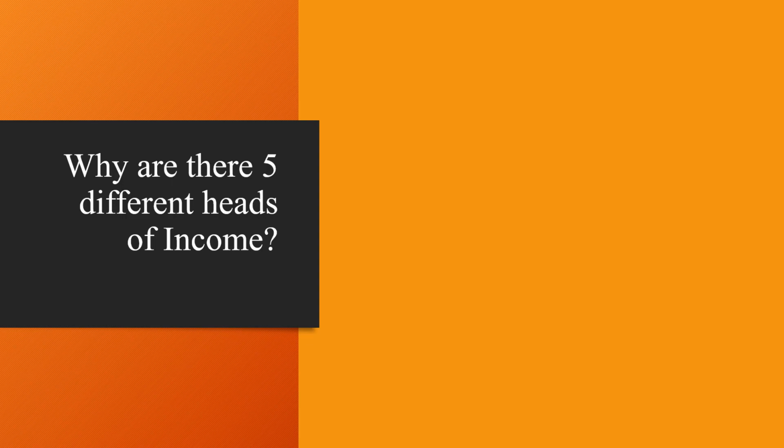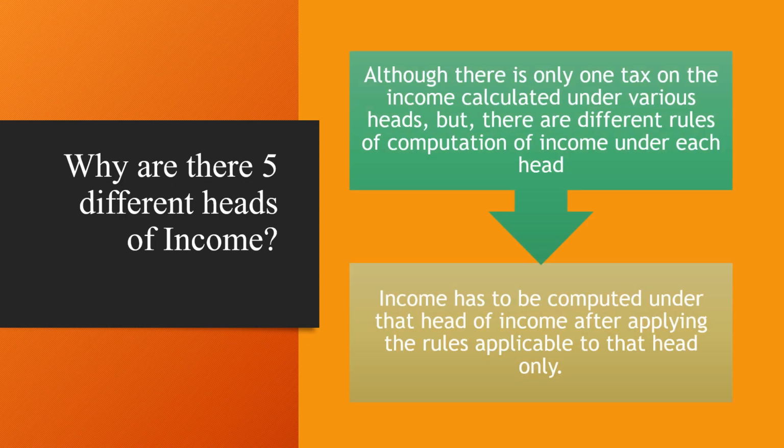Now here comes a question: why do we bifurcate our income into 5 different heads? Although there is only one tax on the income calculated under various heads, there are different rules of computation of income under each head. So we have to apply those rules for calculating the income under each head.